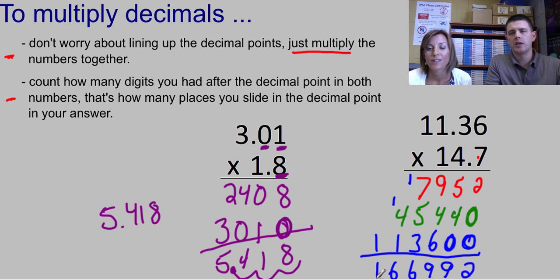I'm going to go back up to that problem and count the numbers after the decimal places. You have 2 in the first row and 1 in the second row, for a total of 3. Start on the right of your answer and slide that in 3. So we come in 3 spots from the right and we get 166.992.